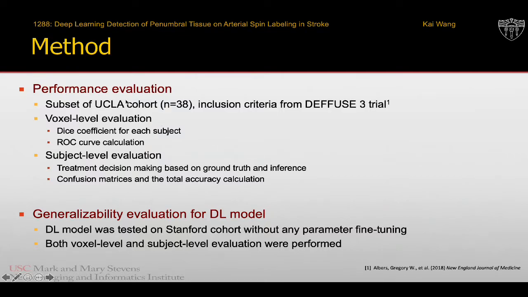As for the performance evaluation, it was done on a subset of the UCLA cohort with 38 subjects, and the evaluation includes the voxel level evaluation and subject level evaluation. For the voxel level evaluation, we calculated the Dice coefficient for each subject, and we calculated the ROC curve. The subject level evaluation was based on the imaging criteria of the DEFUSE 3 trial. The treatment decision was made based on the ground truth and the inference. Then by comparing the two, we get the confusion matrix and the total accuracy calculation.